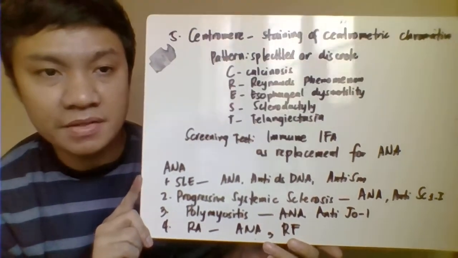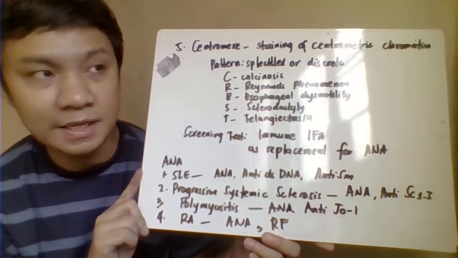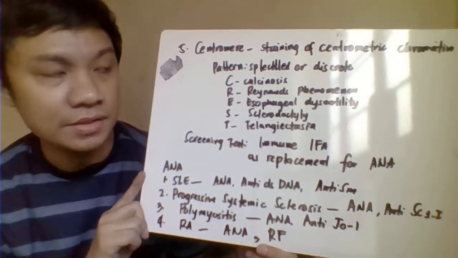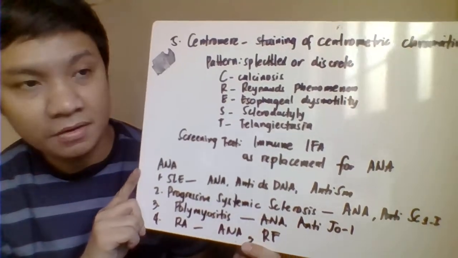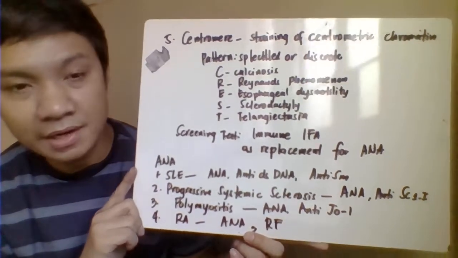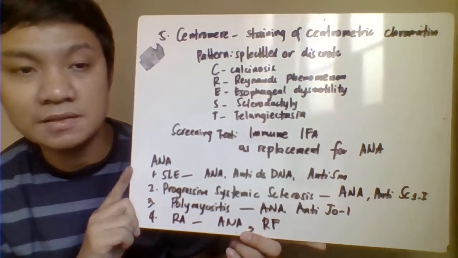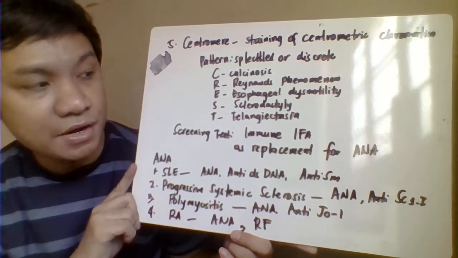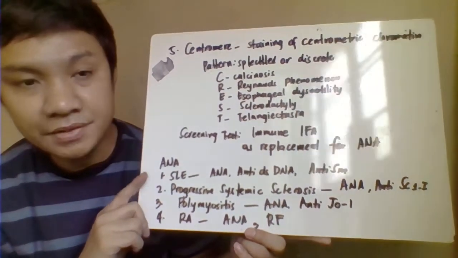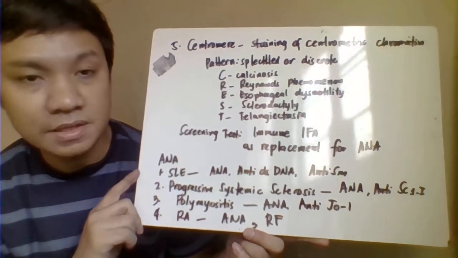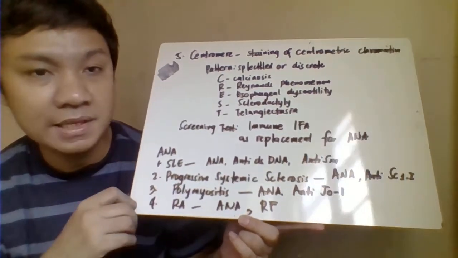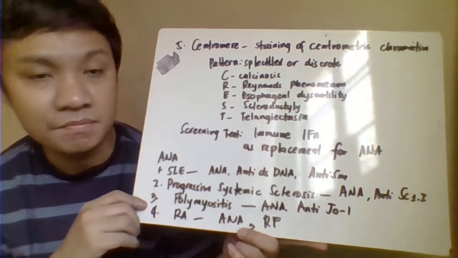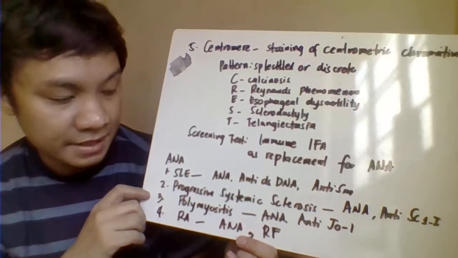Okay, another pattern here, we have the centromere pattern, characterized by the staining of the centromere chromatin. This is associated with CREST, which is calcinosis, Raynaud phenomenon, esophageal dysmotility, sclerodactyly, and telangiectasia. And we also have the screening test for anti-nuclear antibody. You could use also your enzyme immunoassay. But of course, the confirmatory test would be your FANA, the fluorescent or indirect fluorescent immunoassay.